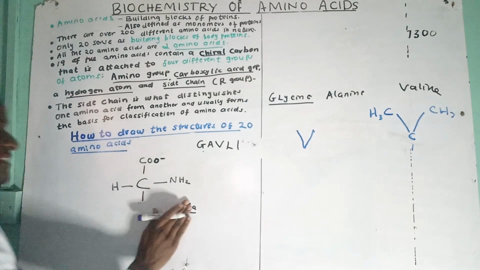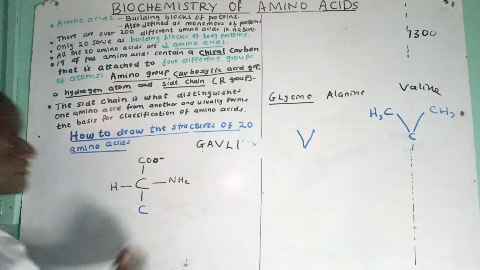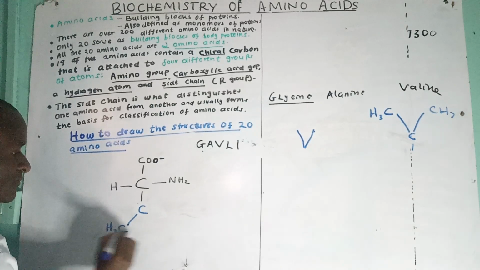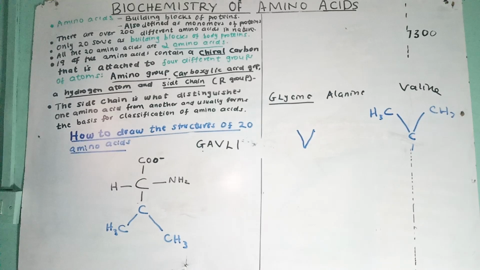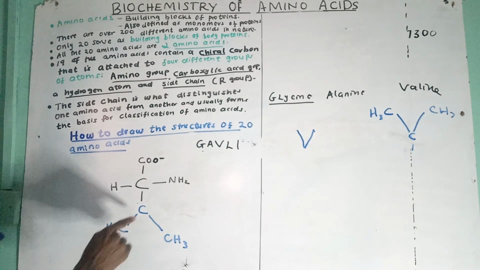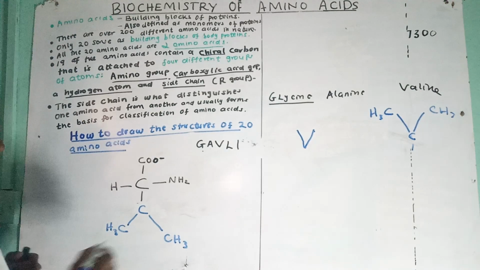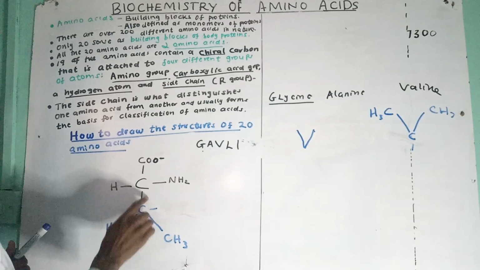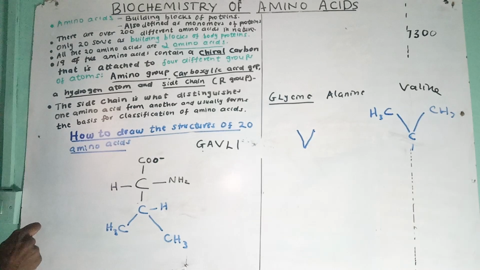So for us to draw valine, you draw that carbon that forms a V with the methyl groups like that. But you also need to remember the rules of the structure and bonding. Any carbon atom is made up of 4 bonds. So this is 1, 2, 3. So the other bond is filled by a hydrogen atom. So that is valine.